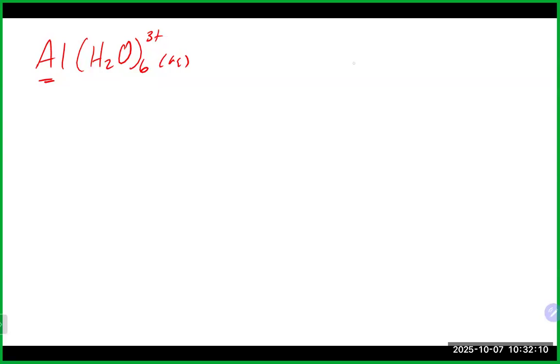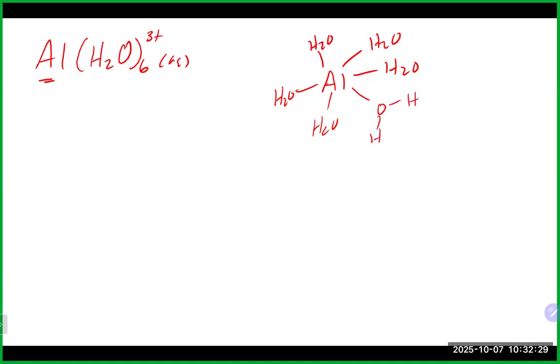What is this? This is basically an aluminum that has 6 waters surrounding it. And I won't draw out all of the waters. I'll just write them as H2O. By the way, they are attached to the oxygen. 1, 2, 3, 4, 5, and I'll just draw out one of them here, like so. So we basically have this guy. This is what a complex ion is, basically. By the way, it's also like when you write aqueous, that's basically what that is.